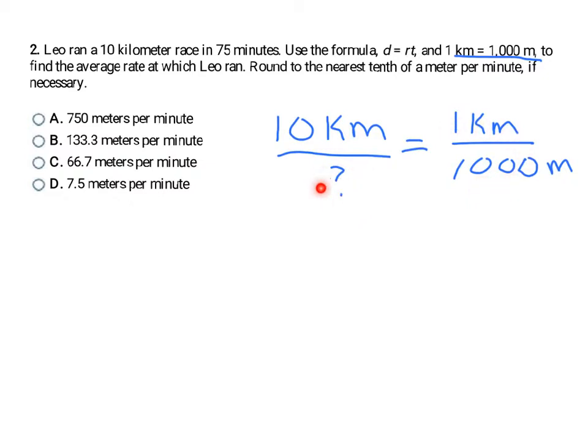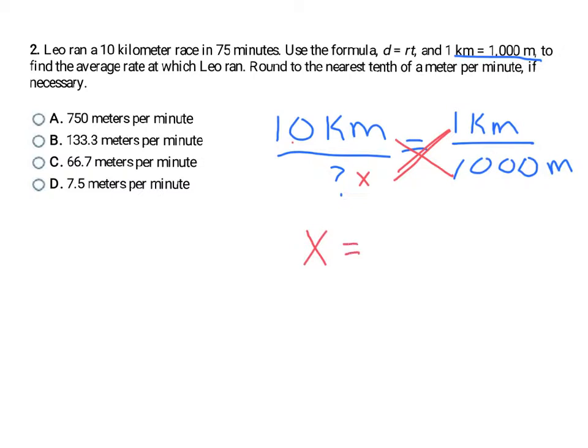And I'm finding out what's the same as 10 kilometers. So make sure you keep everything lined up and down and across. And so now I'm going to cross multiply. I'm going to put an x here. And it's going to have 1 times x, which is 1x, or just x.